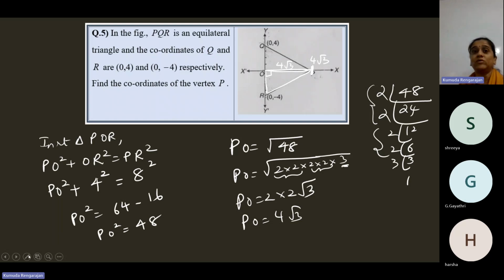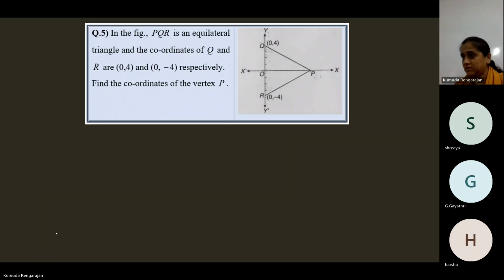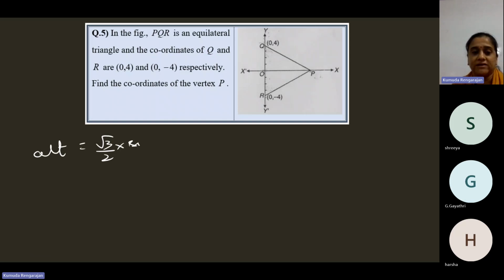Okay. Now, if you know the formula to find the altitude of an equilateral triangle, root 3 by 2 a, then your job is very easy. See, another way of answering this question is a simpler way. Altitude of an equilateral triangle is given by the formula root 3 by 2 into side. This is the formula to find the length of the altitude of an equilateral triangle. Now PO is the altitude of this triangle, because it's 90 degrees here.